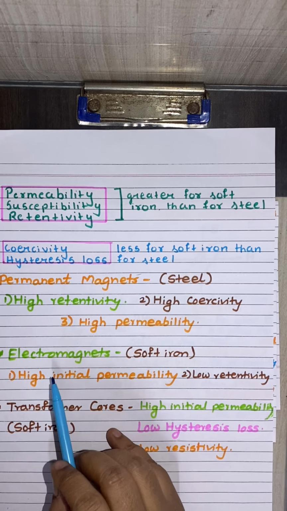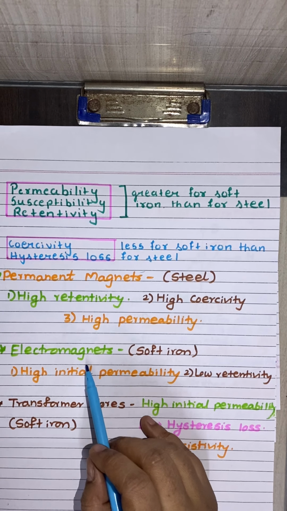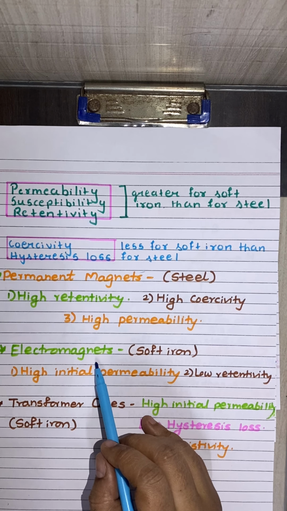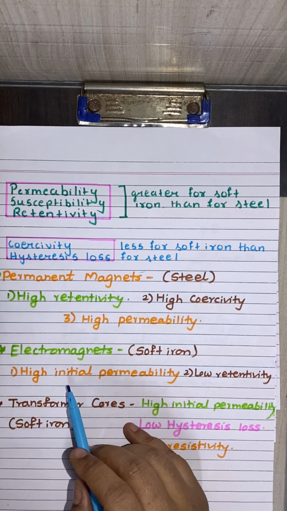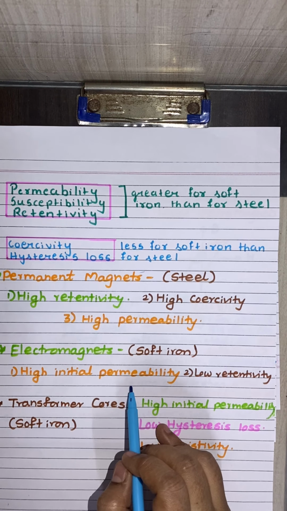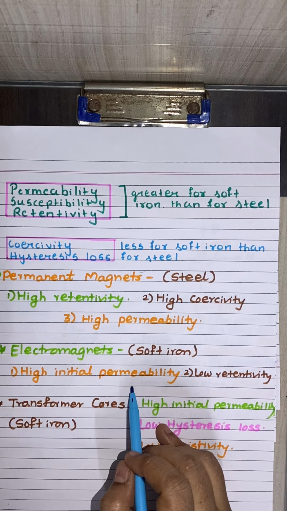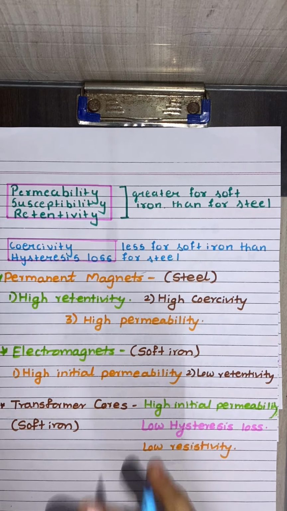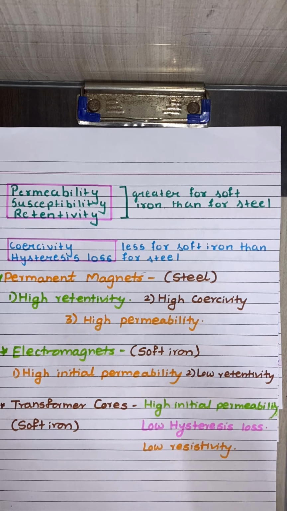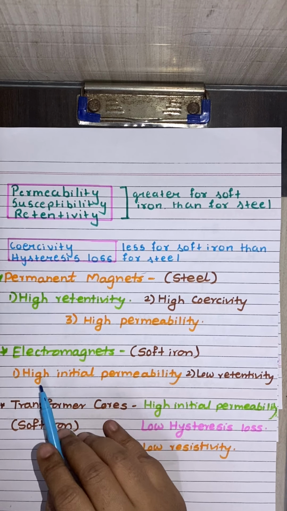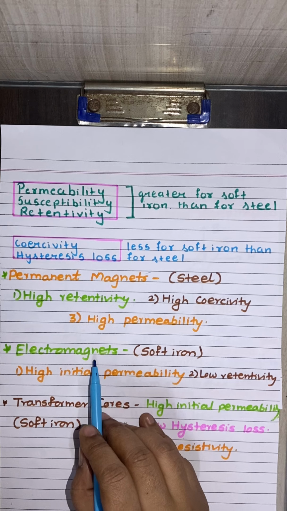Now coming to another point, the electromagnet. The material used for making the core of the electromagnet must have the following characteristics. First of all, high initial permeability, so that the magnetization is large even when a small magnetizing field is applied. That means if the H value is smaller, it must still get strongly magnetized, and that depends on the initial permeability. So high initial permeability is the requirement of the electromagnet.